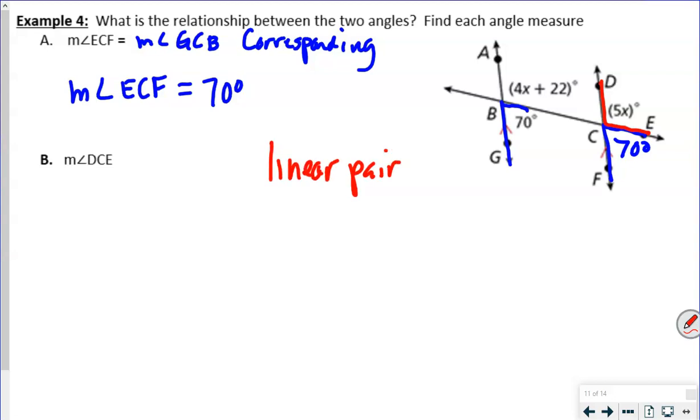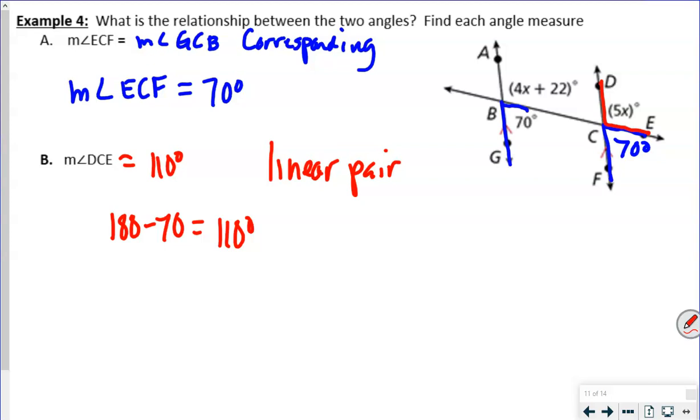Okay, and because they're a linear pair, I know that those two angles have to add up to be what? 180 degrees, right? So that means I can say that 180 minus 70 equals 110, right? So that is the measure of, sorry, I can't write today. That is the measure of that angle. It's what it's asking us. So yes, we could do some math to get this, but do we have to?